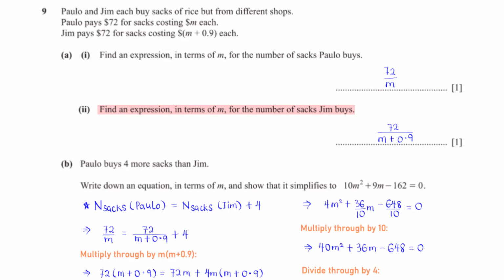Find an expression in terms of m for the number of sacks Jim buys. The number of sacks Jim buys is equal to the amount he pays for the sacks, which is $72, divided by the unit cost of a sack, which is m plus $0.9.